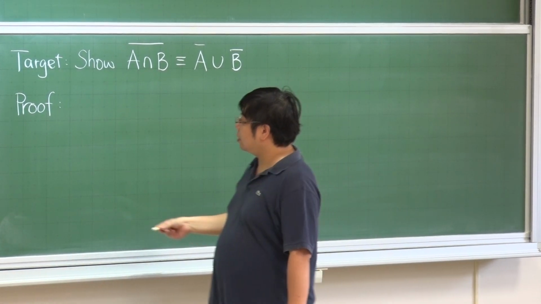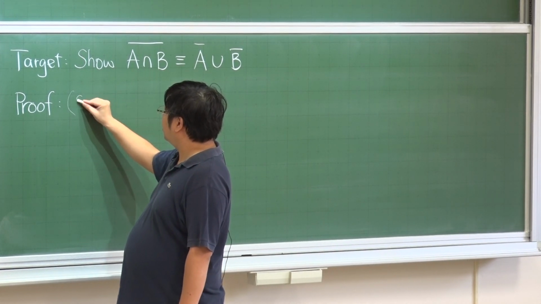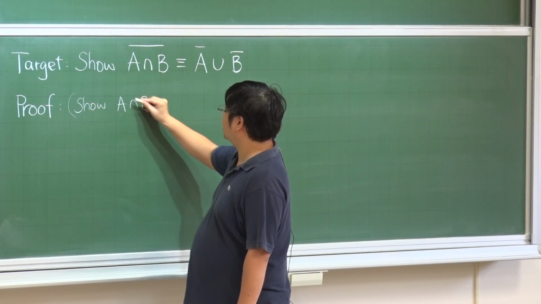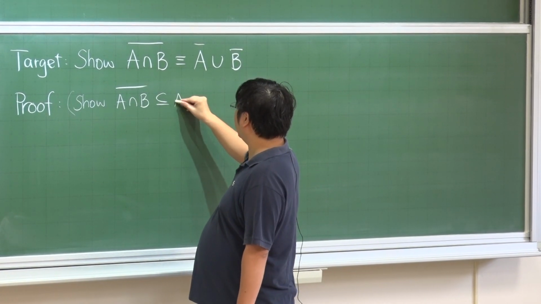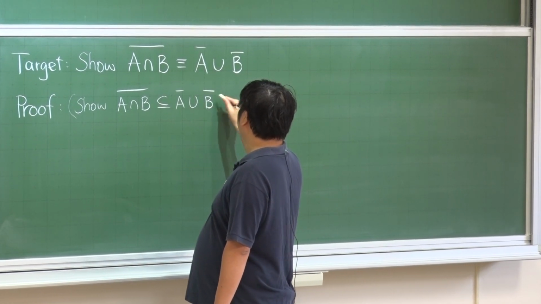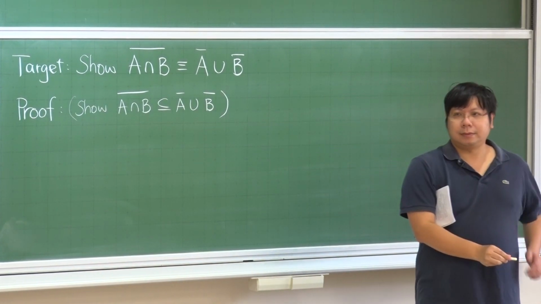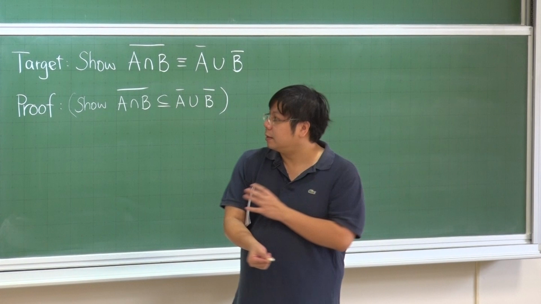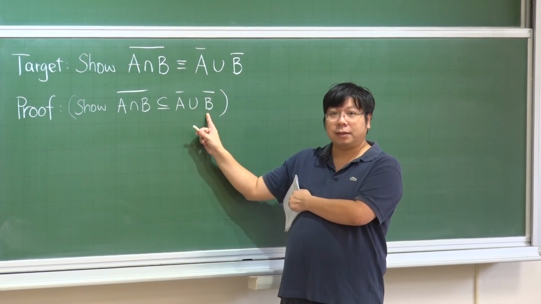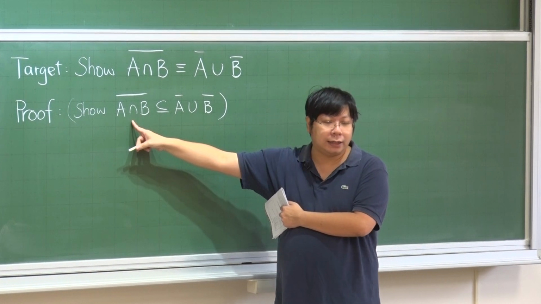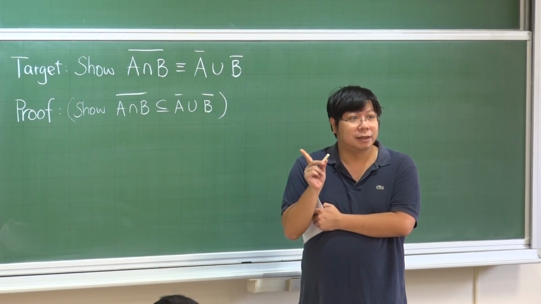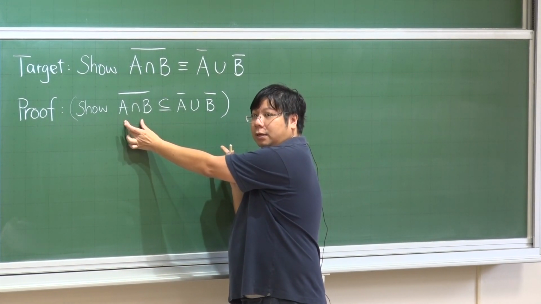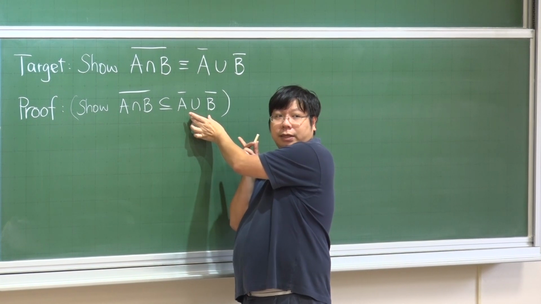Okay, so we first show that A intersect B is a subset of A union B. So what does it mean? We want to show that this is a subset of this one. That means that any element or any item here must appear here. This is meant by subset. Everything that appears on the left-hand side will automatically appear in the right-hand side.